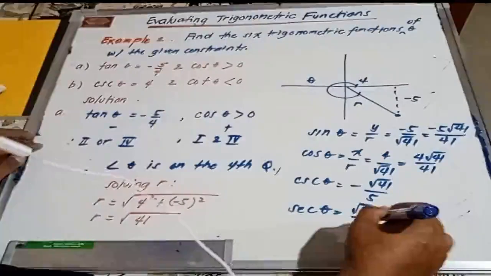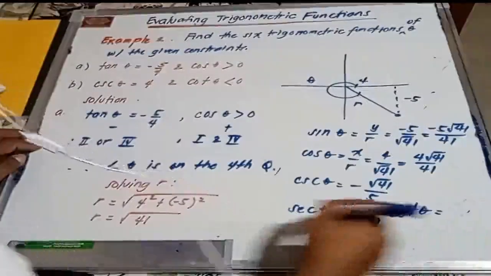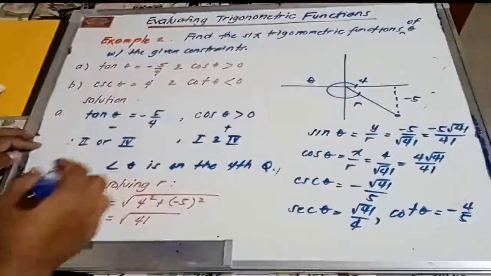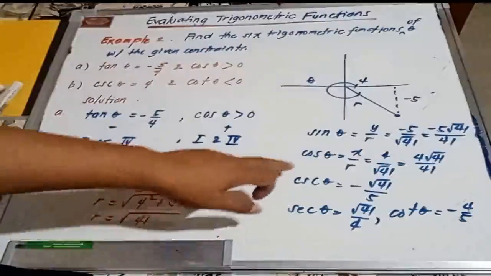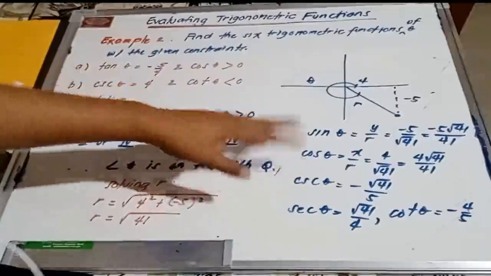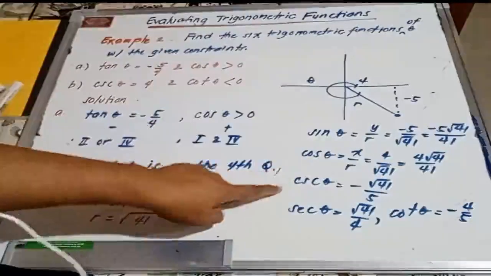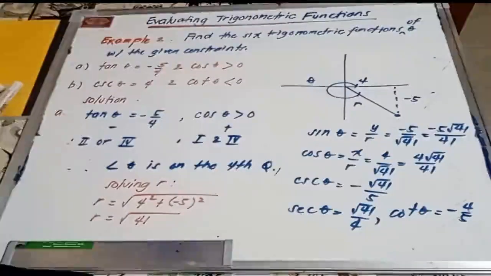And lastly is cotangent theta. Cotangent theta is the reciprocal of tangent. This is negative 4 over 5. Okay? Now, check natin. Sa fourth quadrant, ang positive lang dyan ay cosine and secant. Cosine and secant both positive. The rest of the functions ay negative. Check natin. Sine is negative, cosecant is negative, tangent is negative, cotangent is negative. So, tama. So, we got the correct answer for example number 2, letter A.